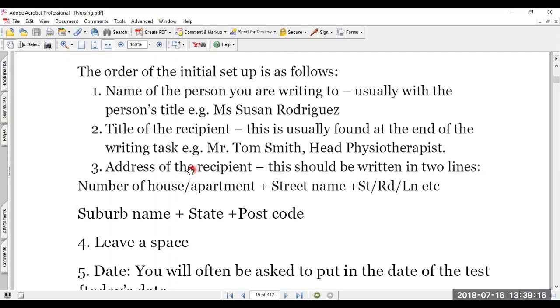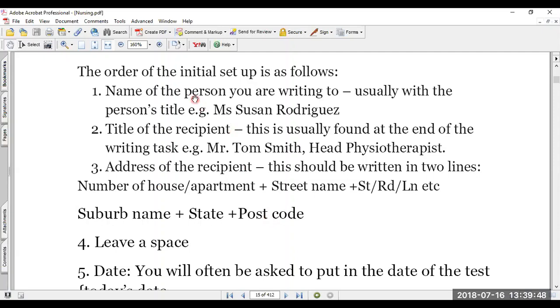Now, the actual address, which includes the name of the apartment, street, suburb, state, and postcode, should be written in just 2 lines. The first line of the address would include the number of the house, then the street name, and it can be lane or street or road. And in the next line, you would have the name of the suburb, state, and postcode. I'll show you an example to have more clarity on this.